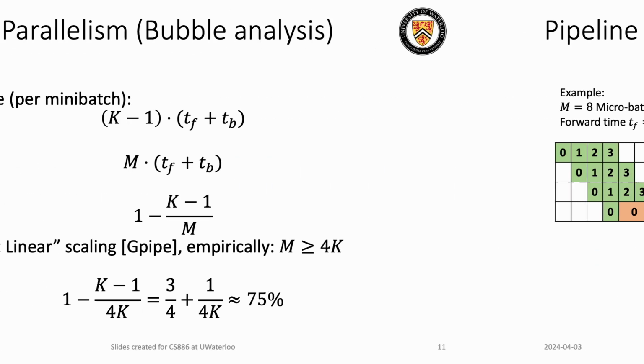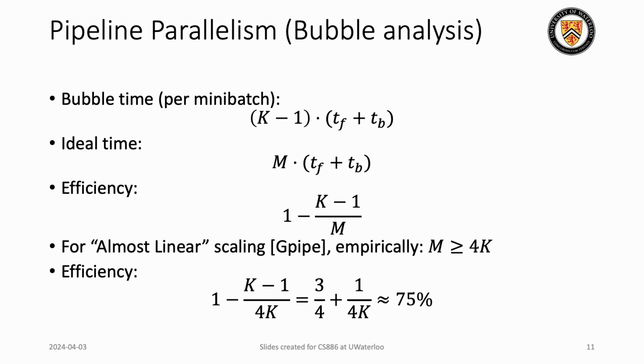If we want to analyze this more formally, we look at the bubble time per mini batch. So the bubble time is the number of devices minus 1 times the forward plus backward time, which is essentially the time that it takes for a mini batch to fully enter through the pipeline and to fully withdraw.